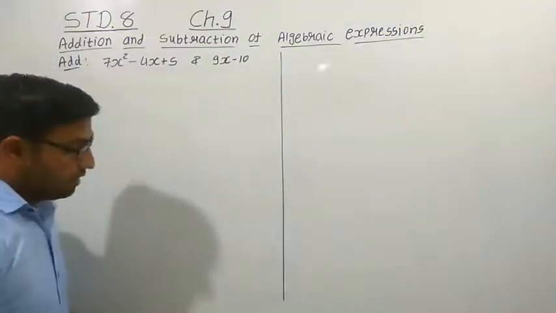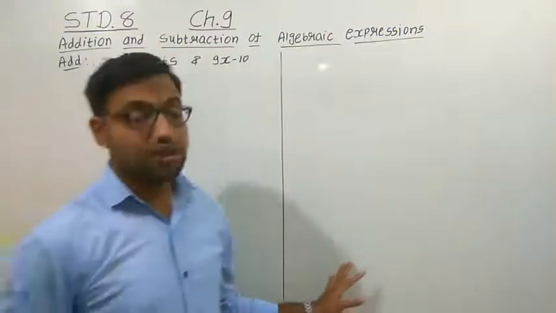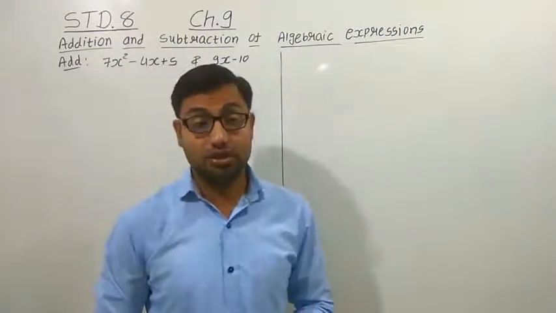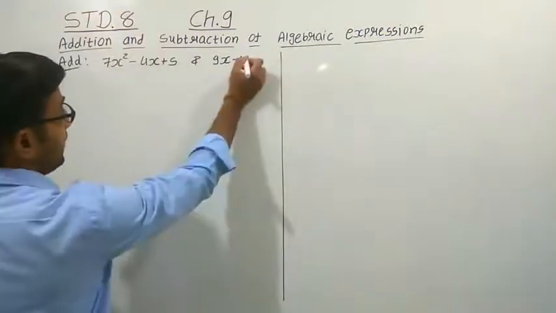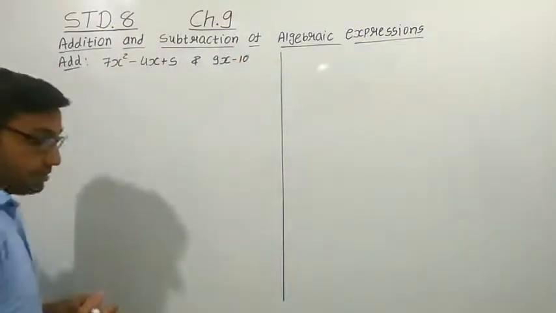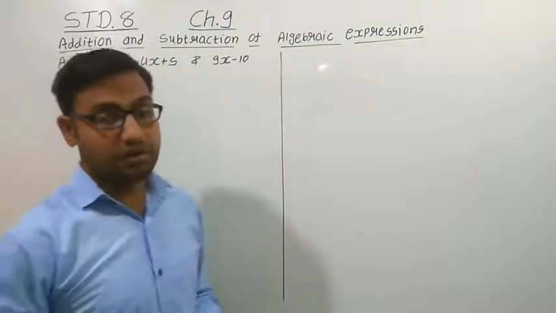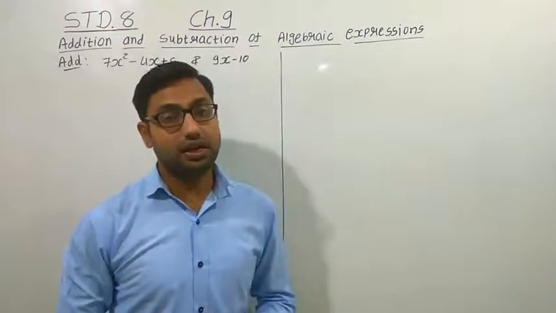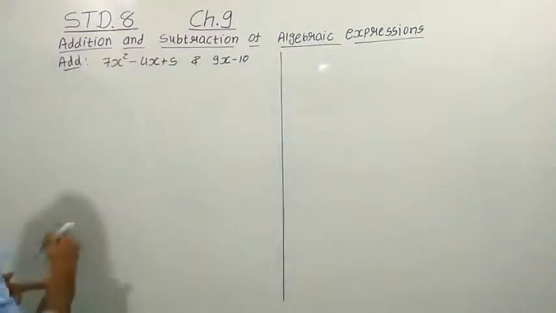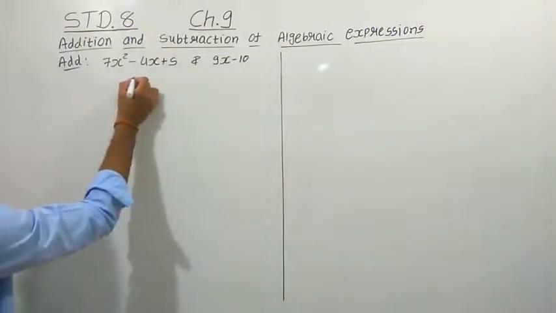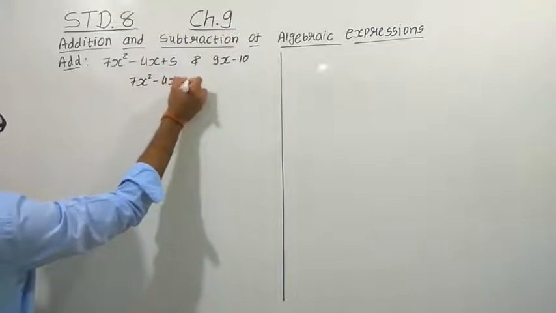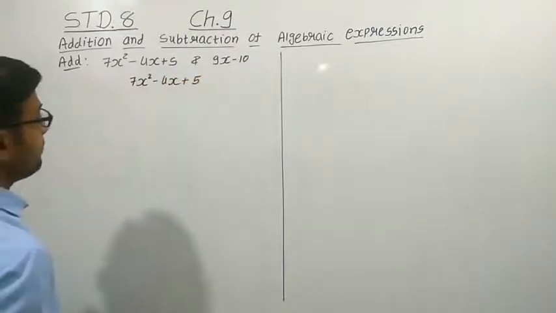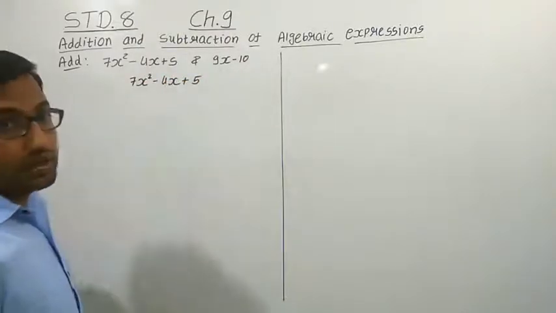So, in the last class we have studied about like terms and unlike terms. That concept we have to use here. We can add only the like terms and we can subtract only the like terms. We cannot add and subtract the unlike terms. So whenever we have to make the addition, we have to write it in this way: 7x square minus 4x plus 5. Now this is 9x minus 10.